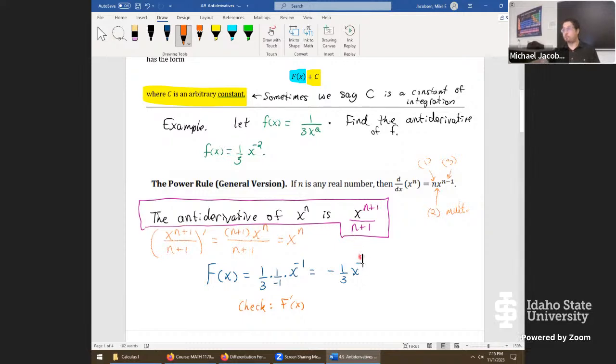If we differentiate this, what would happen is -1 comes down and multiplies. It's now 1/3. Then we subtract 1 from the power of x. It's now -2. If we want to, we could correct that to make it look like the original function. This would become then 1/3 x squared, which was the original f of x right up top.